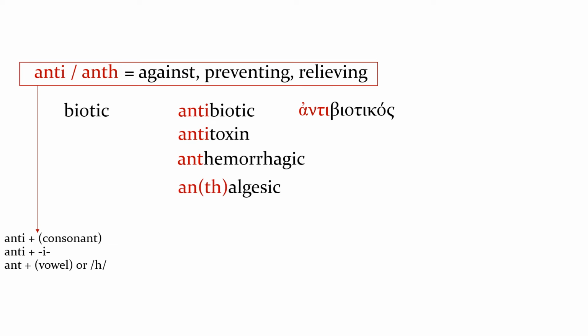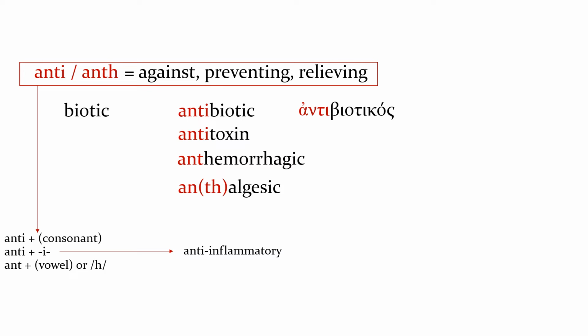Anthemorrhagic, kind of a long word, maybe one you haven't seen very much before. You might know that hemo or hemorrhage has to do with bleeding, and the anth is used here instead of anti because we have an H at the beginning of that root. Many people probably have not heard of an analgesic because in modern English it's just become analgesic.